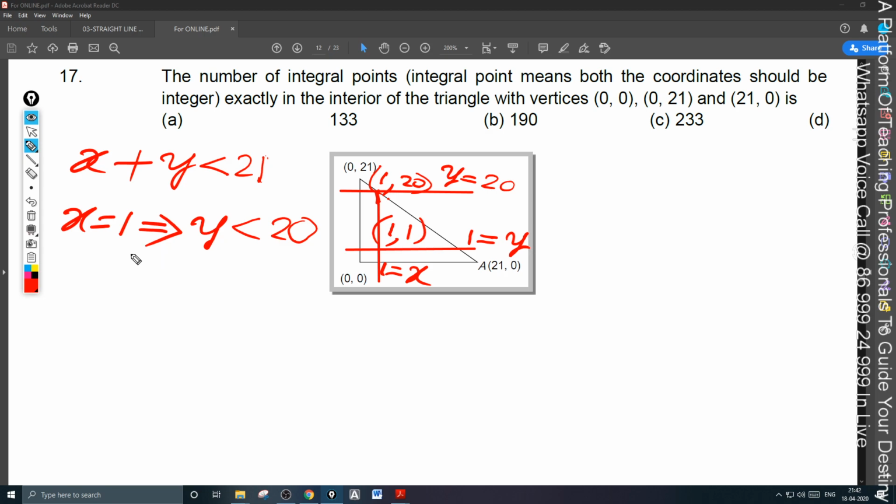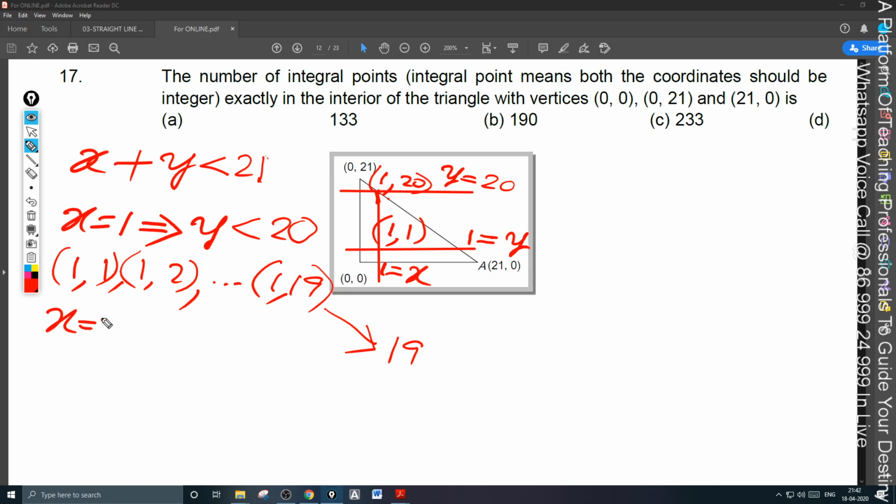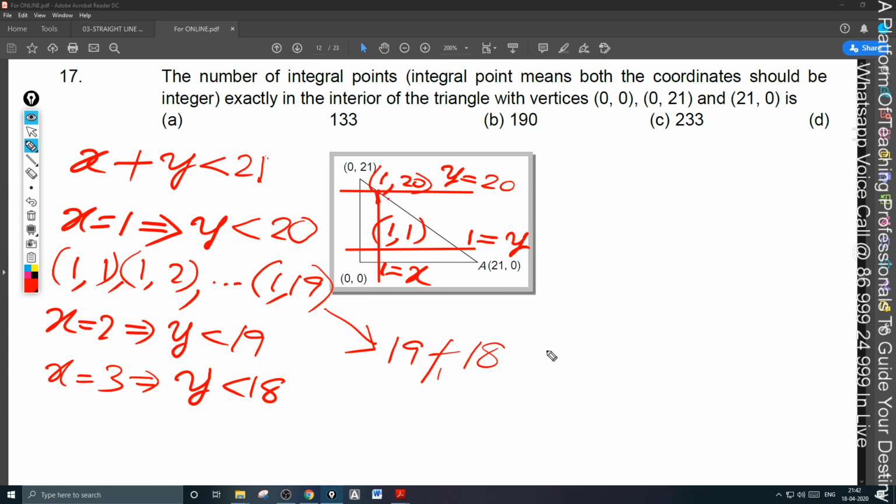Then y less than 20 means you will have 1 to 19 for this. So this will have totally, I'm telling you the example, 1 comma 1, 1 comma 2, and so on, 1 comma 19. So you will have 19 with x equal to 1. Similarly, if you take x equal to 2, your y is less than 19. Like this, you will get 18 points. Similarly, if you take x equal to 3, y is less than 18, then you will have 17 such.